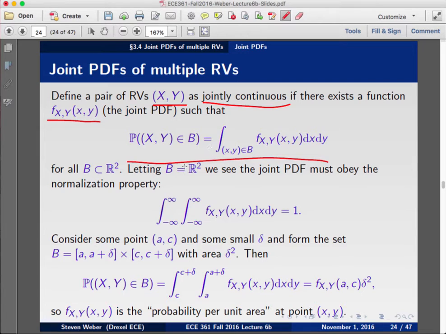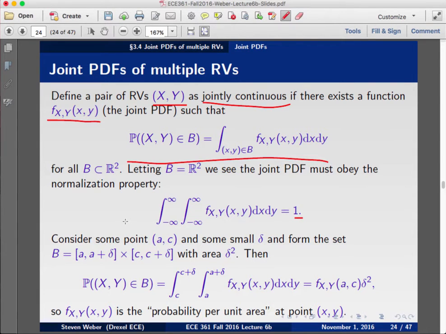So now if I take the special case when B is the entire plane, then of course we're going to have the normalization requirement being, in this case, the double integral from negative infinity to positive infinity for both x and y of the PDF must evaluate to 1.